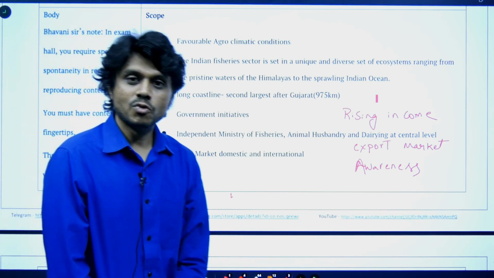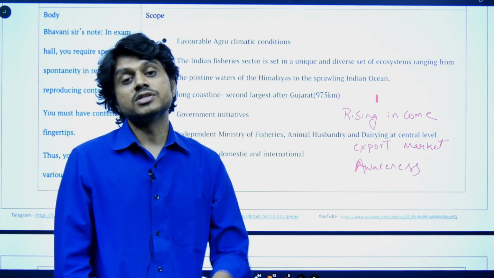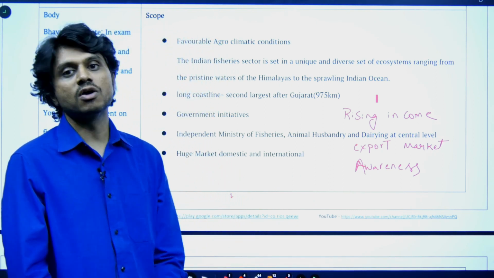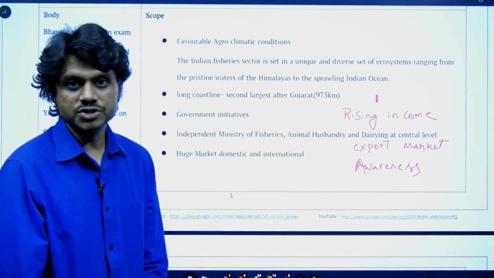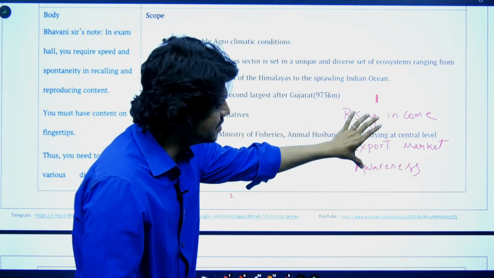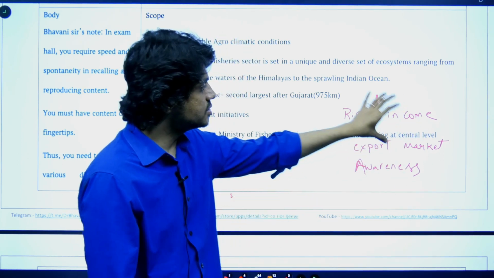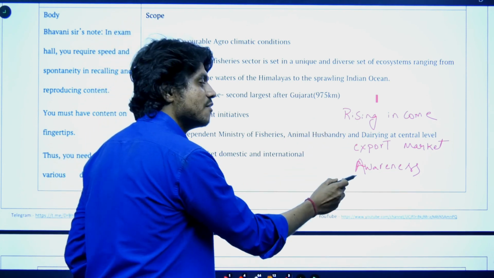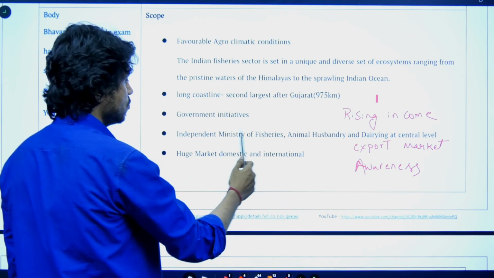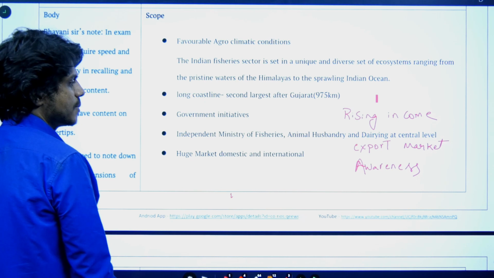Also, you see we have working women. The status of women has improved with more awareness and also with availability of more processed systems, processing industries. Like, you can see ready-made fish products are also available in various stores. So all this is scope: rising income, awareness among people, working women, and added to this we have markets, both export as well as domestic markets.